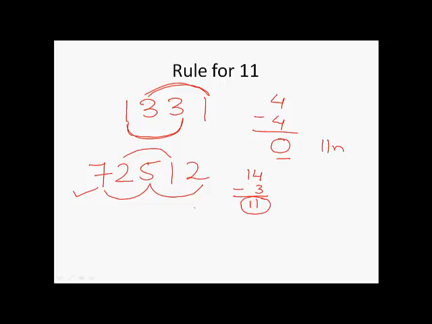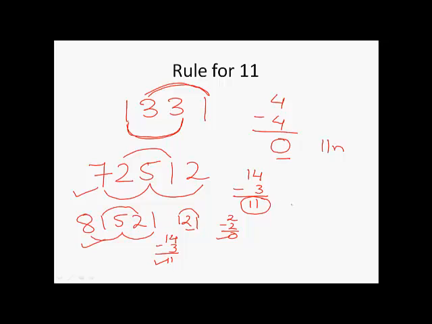So if I check 121 as the example, odd place is 1 plus 1, 2, even place 2, 2 minus 2, 0, difference is 0, so it is divisible by 11. Or if I take the example 8, 1, 5, 2 and 1. So again 8 plus 5 gives me 13, 13 plus 1 gives me 14, 1 plus 2 gives me 3. So the difference 14 minus 3, 11, is divisible by 11, so the given number is also divisible by 11.